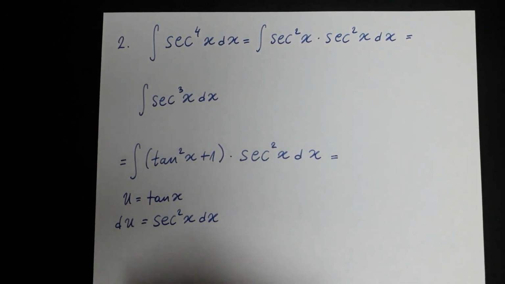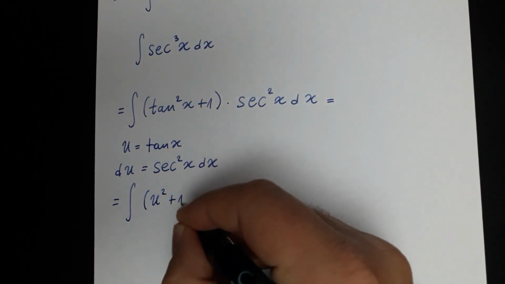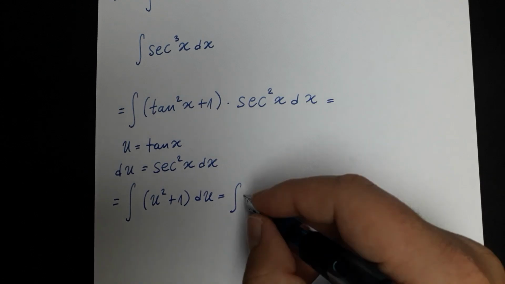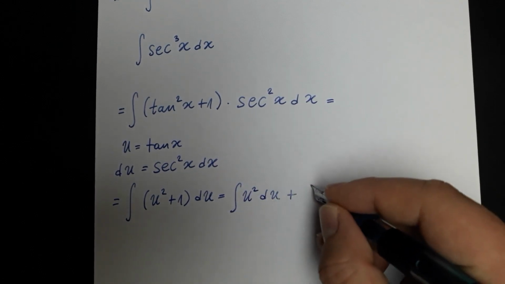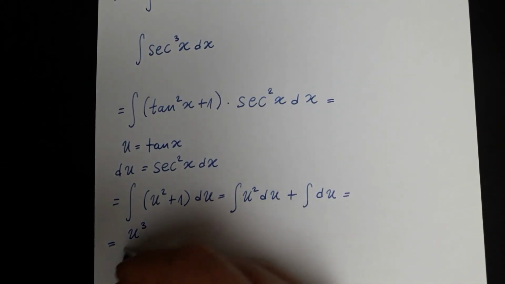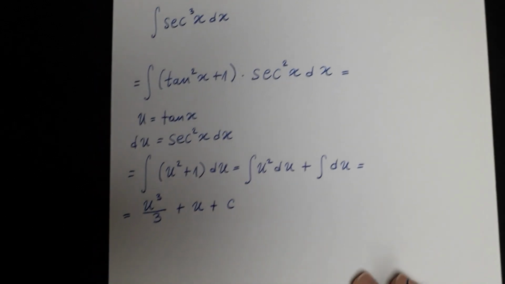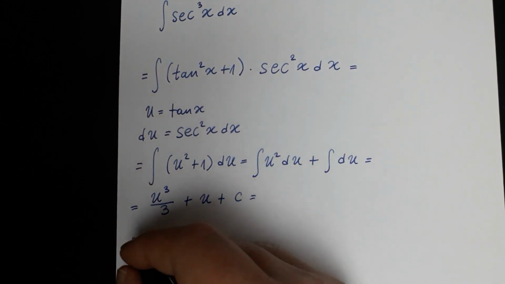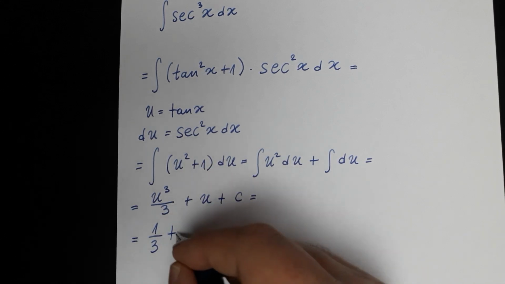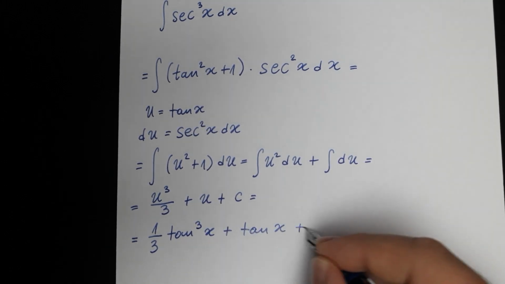When we move our integral into the u world, we get an integral of u squared plus 1 du. This is then equal to an integral of u squared du plus an integral of du. This is equal to u cubed divided by 3 plus u plus an arbitrary real number c. This is then going to be equal, when we return it into the x world, to 1/3 of tan cubed of x plus tan of x plus c.